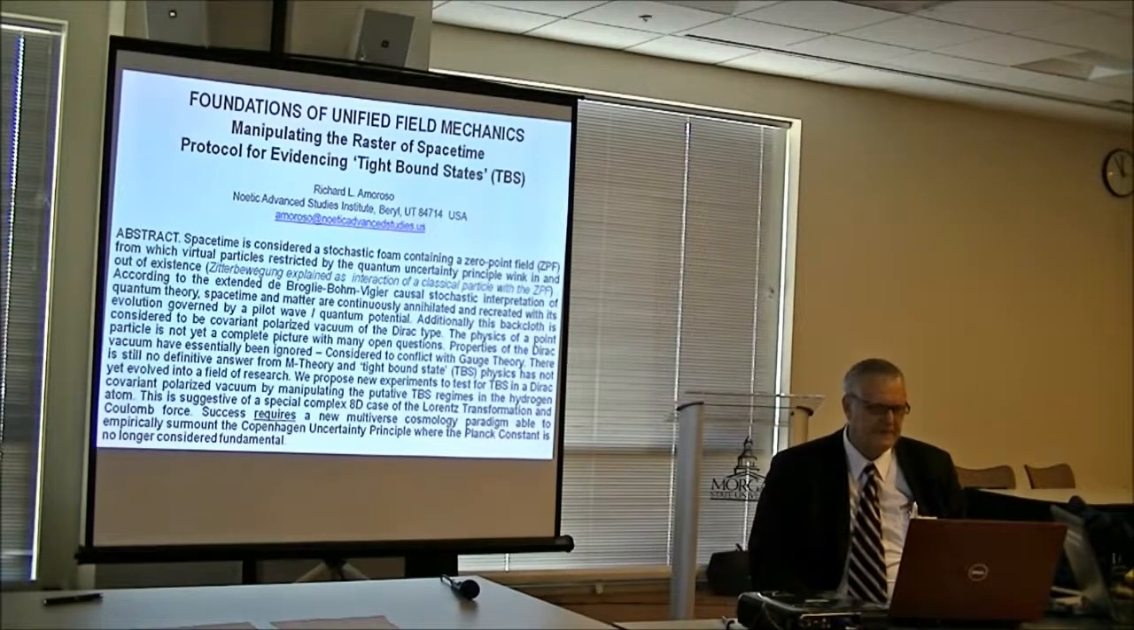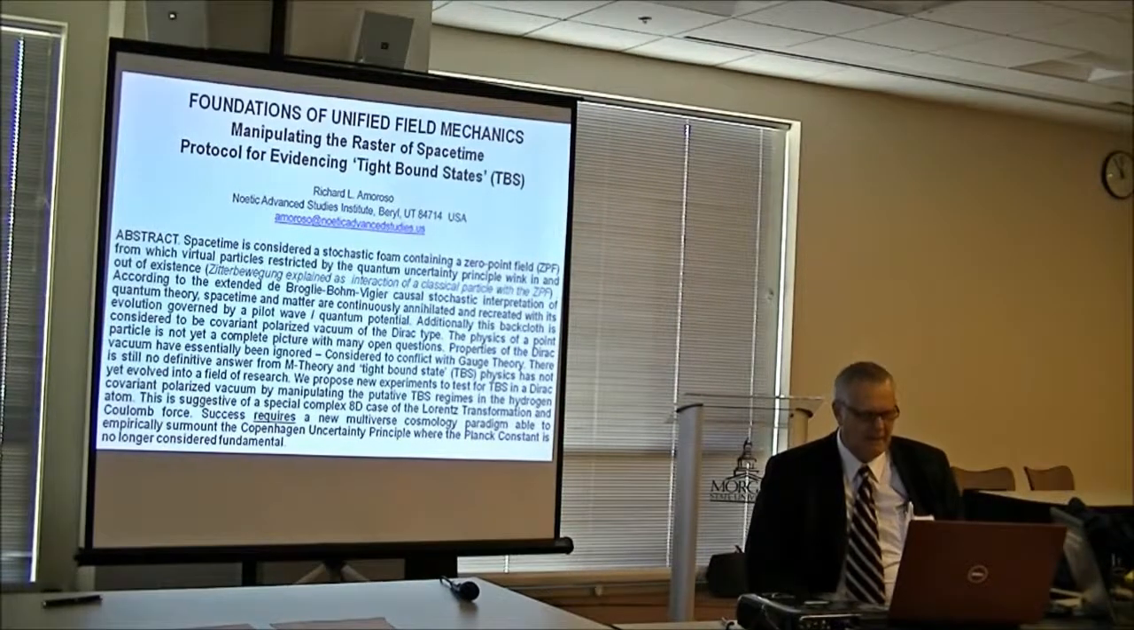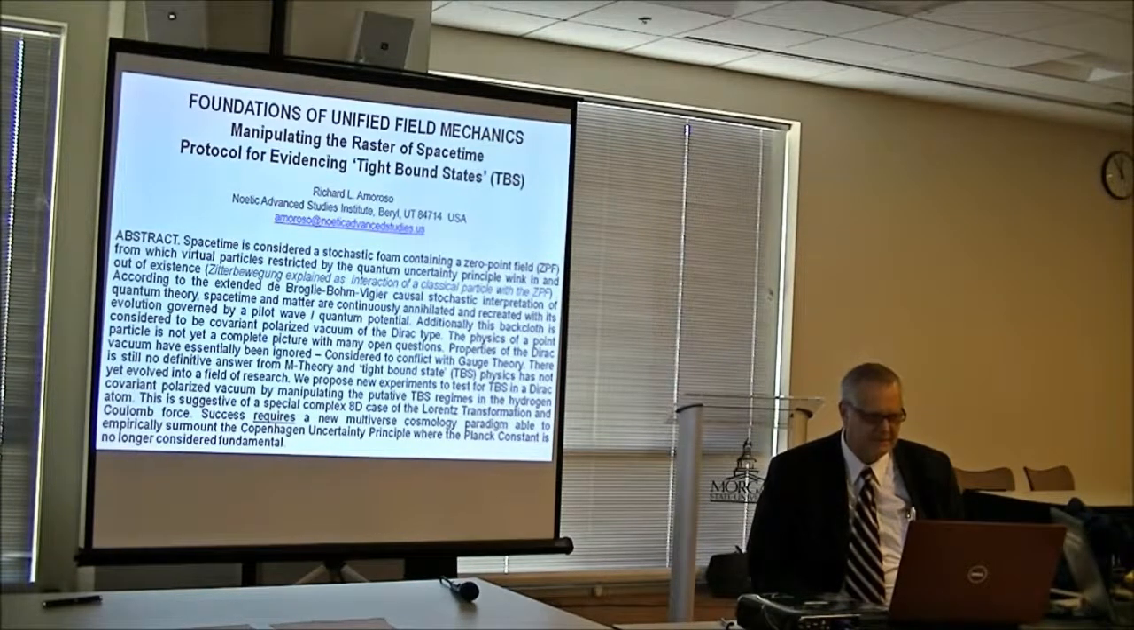As everyone knows, spacetime is considered a stochastic foam with a zero-point field from which virtual particles, restricted by the quantum uncertainty principle, wink in and out of existence. Zitterbewegung is explained as the interaction of a classical particle with the zero-point field, and Peter has extended this nicely with the space anti-space model. According to extended de Broglie-Bohm theory, which didn't work very well in 4 dimensions, I extended it, along with extensions of Cramer's transactional model, into a higher dimensional space, and it seems to work a little bit better.